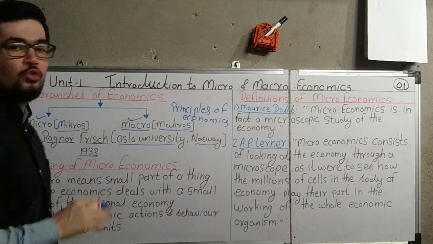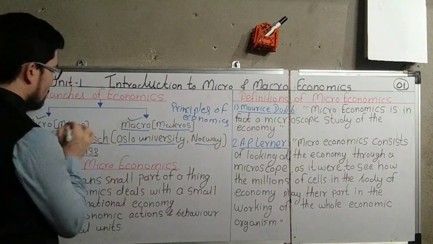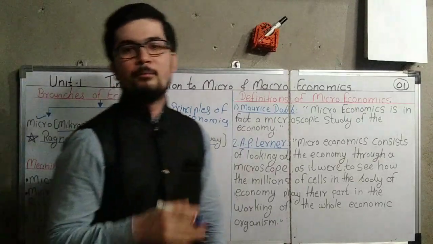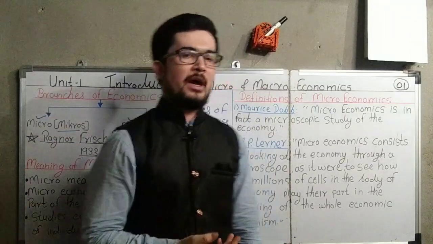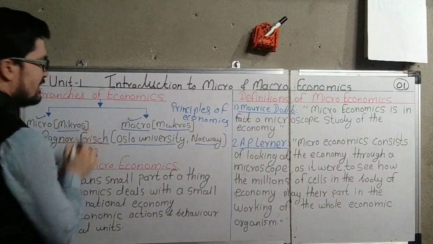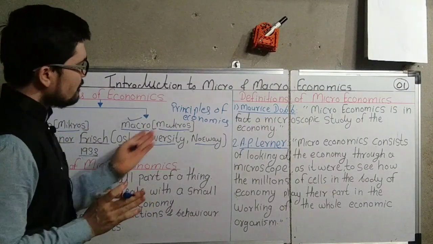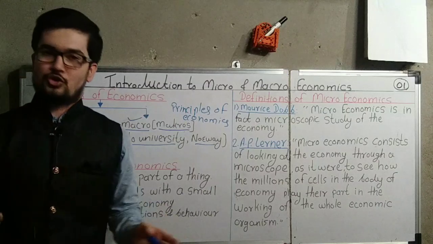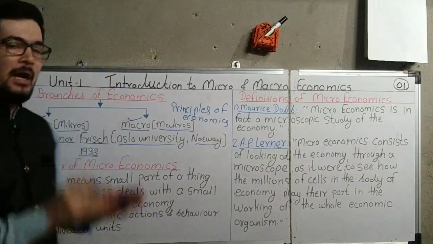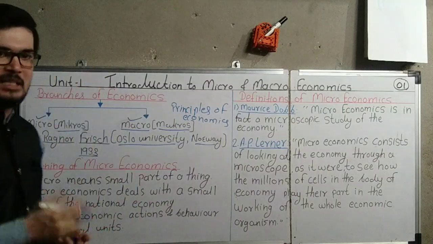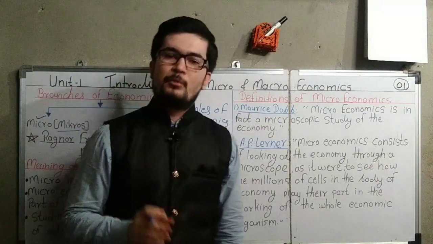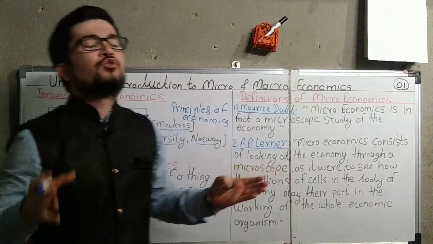And from where did these two terms come? They come from the Greek words mikros, M-I-K-R-O-S, and makros, M-A-K-R-O-S. What is meant by mikros is small, and what is meant by makros is that it deals with the aggregates or large things. So we can say that microeconomics is economics which deals with the individual units, and macroeconomics is economics which deals with the aggregates of units.